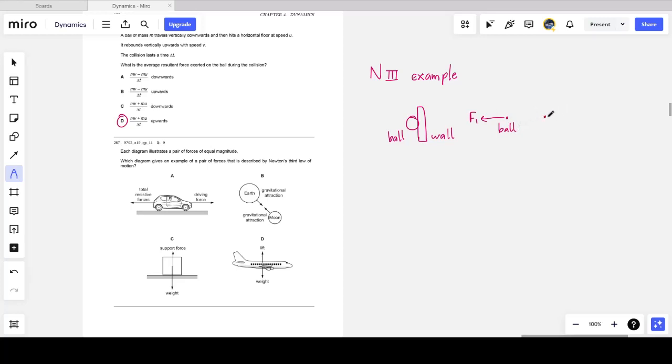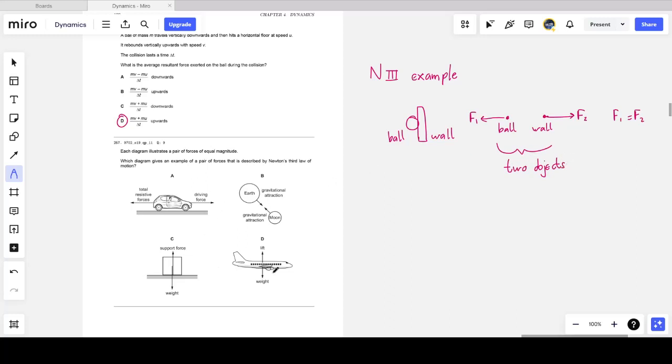That's the action force. The reaction force cannot act on the ball as well, because Newton's third law says that the reaction force must act on the second object. So if the first force acts on the ball, the second force must act on the wall. That's the force that the ball exerts on the wall. These two are equal in magnitude, but opposite in direction, and they act on two separate objects. So the most important thing there is that we have two objects.